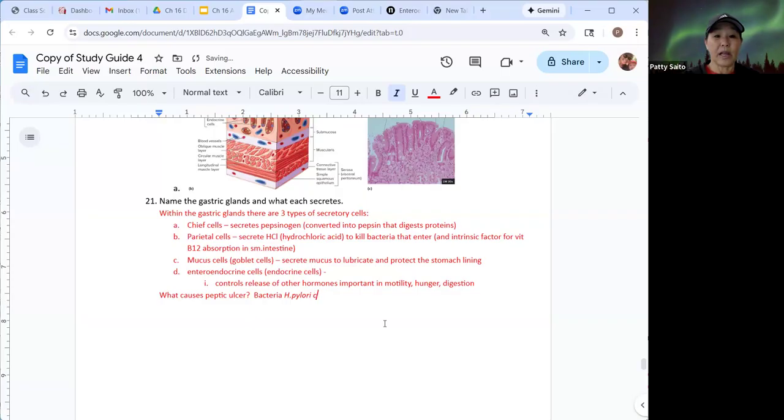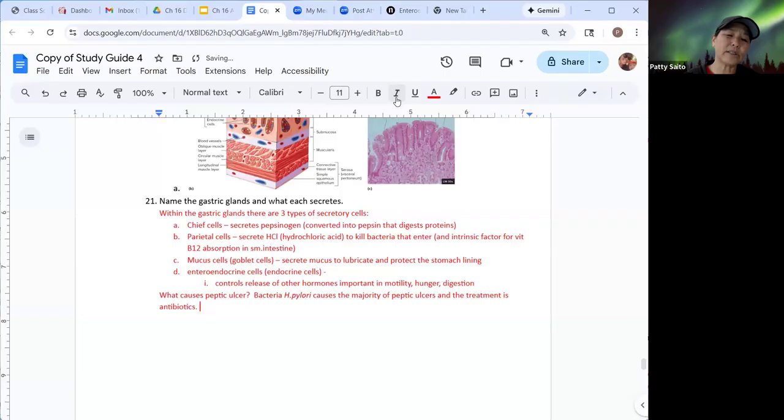So, let's see. This is just kind of an interesting thing. H. pylori causes the majority of peptic ulcers, right? Because there are ulcers in other places in the body. Peptic ulcers. And the treatment is antibiotics.